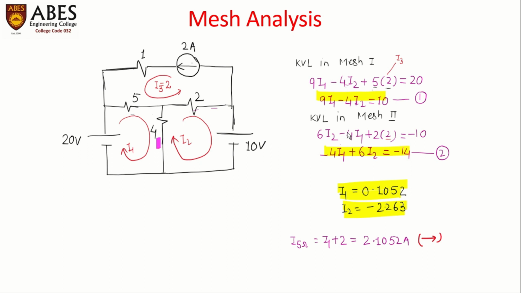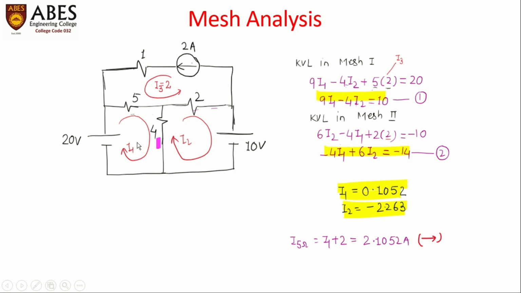In mesh 1, to apply KVL, firstly we have to sum all the resistances associated with mesh 1. In mesh 1, the sum of resistances is 5 plus 4, that is 9 ohm. Now this 9 ohm is multiplied by the current flowing in mesh 1. The current in mesh 1 is I1. So the value of this term would be 9I1.